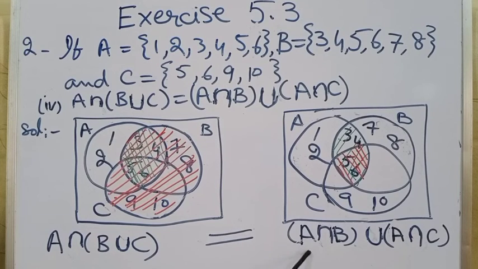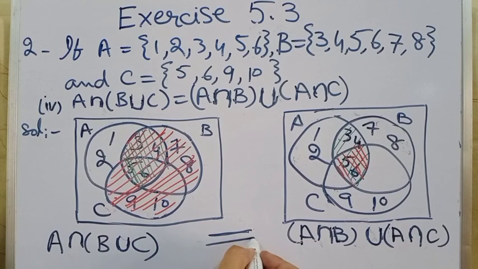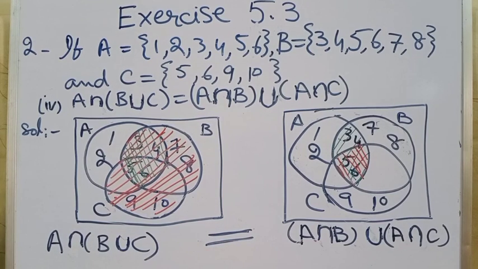and their union A intersection B union A intersection C contains all elements of A intersection B, 3, 4, 5, 6 and A intersection C, 5, 6. It means 3, 4, 5, 6 are the elements in this complete set, and the same here, 3, 4, 5, 6 are the elements of this set. So we can say that A intersection B union C is equal to A intersection B union A intersection C. And that completes our question number 2.